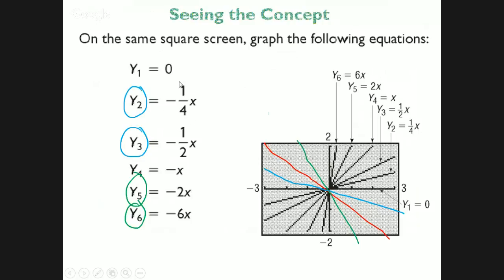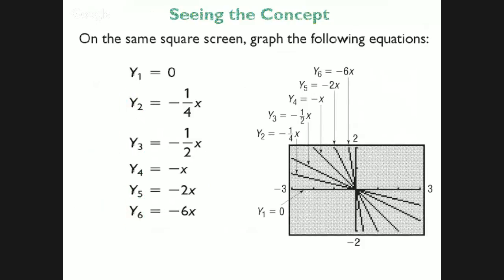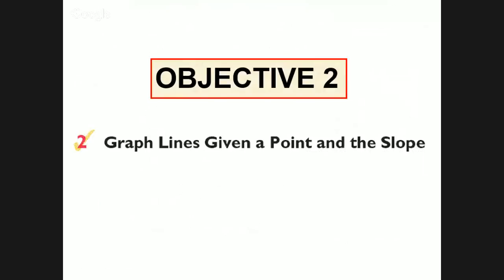So in this case, we had a slope of -1/4 and -1/2. That points to being a gentle line. Here we had a slope of -2, a slope of -6, points to a steep line. Y equals -x implicitly means y equals -1x. That implies your 45-degree angle going downhill. Okay. And so there, sure enough, is how they go about it.